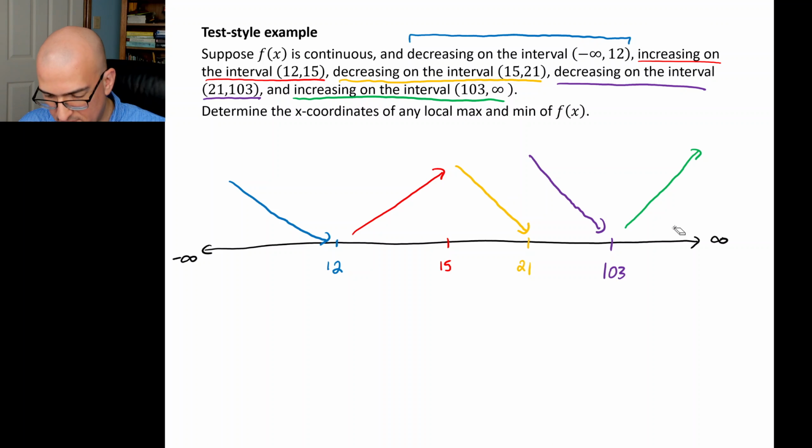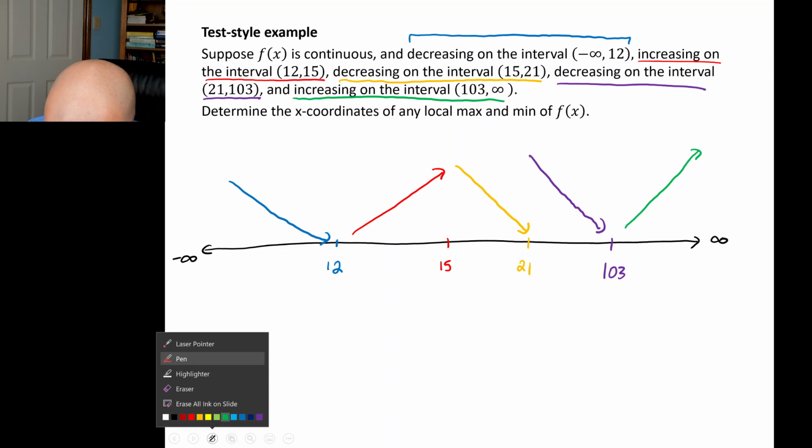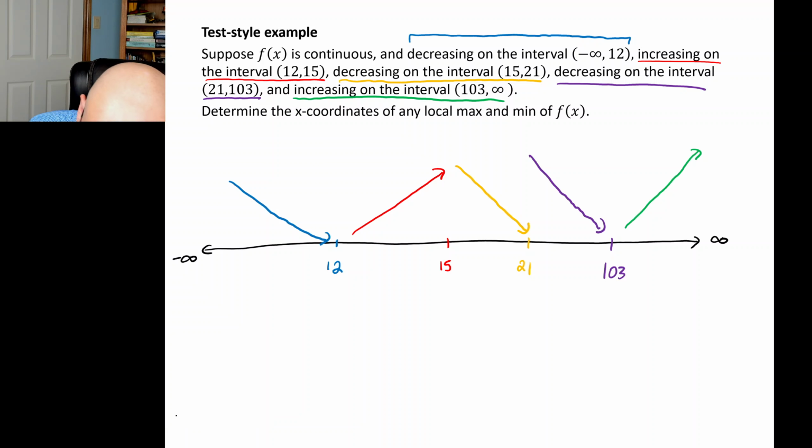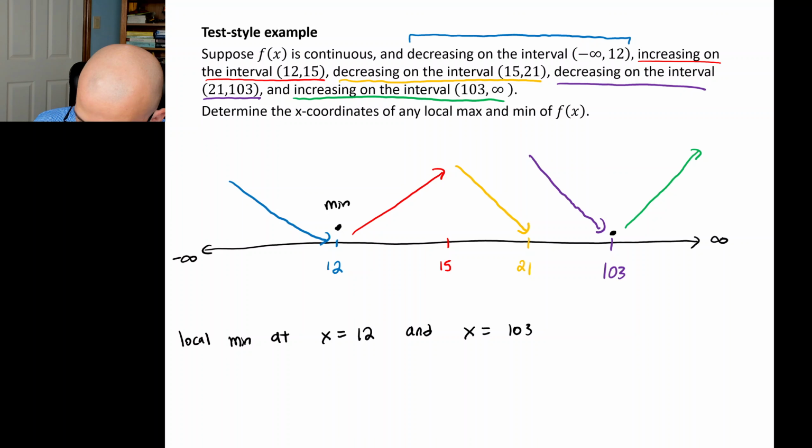Okay. So that's our arrow diagram of increasing and decreasing. Now determine the x coordinates of any local max and any local min. So here we go. It looks like there's a min. So local min at x equals 12. And there's another local min at x equals 103. And then there's a local max at x equals 15.